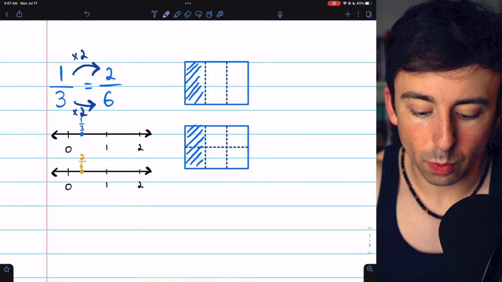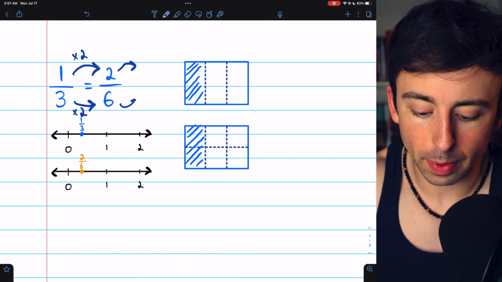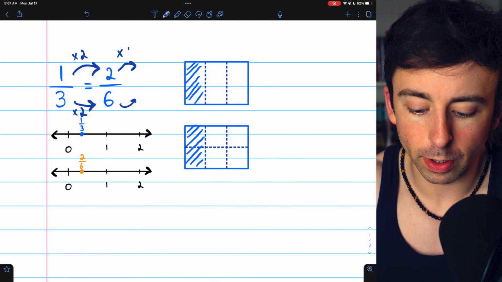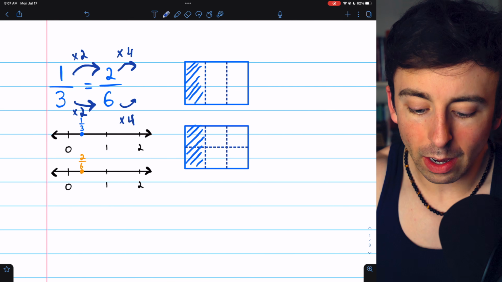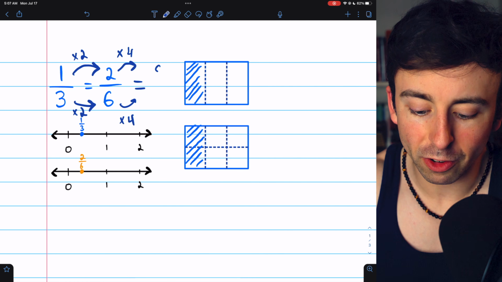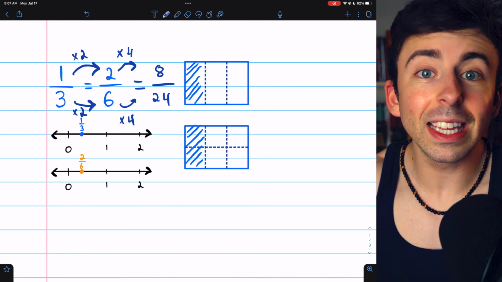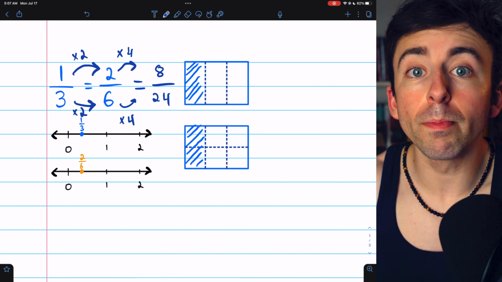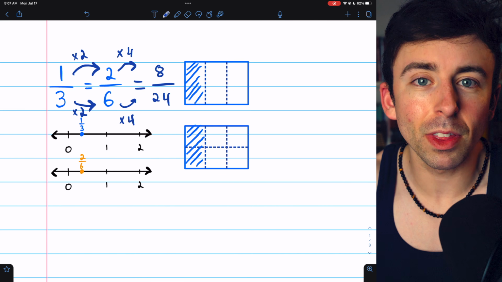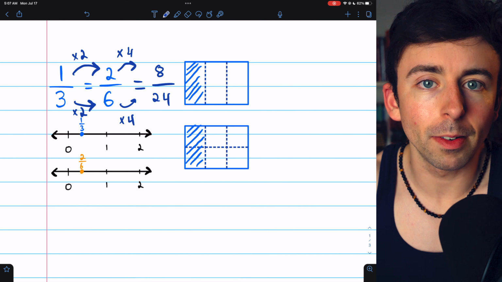We could do that again. We could multiply the numerator and denominator by 2 or by something different like 4, for example, and we would get another equivalent fraction. In this case, we would get 8/24. So to get an equivalent fraction, we just multiply the top and bottom by the same thing or divide the top and bottom by the same thing.